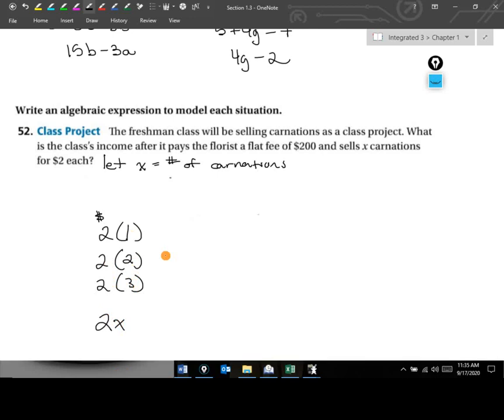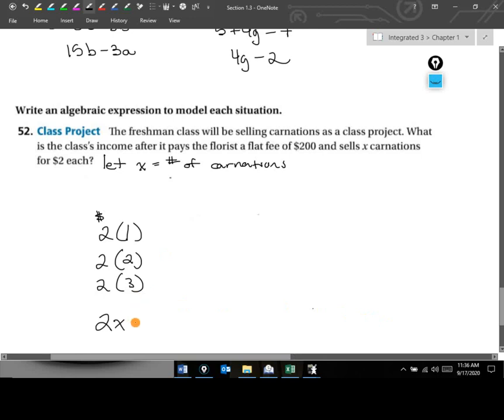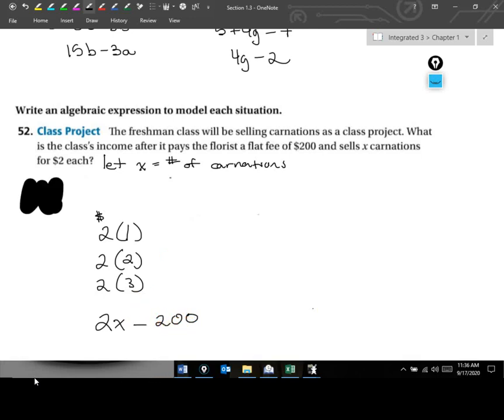Okay. Now, if I'm paying a flat fee of $200, is that money that is coming in or is that money that's going out? It's going out, right? So is that additive or subtractive? Subtractive. Okay, so I'm going to remove $200. And that should be my expression then for determining how much money we've made.